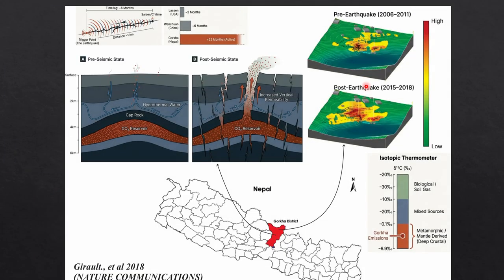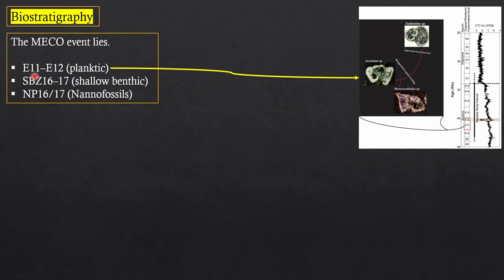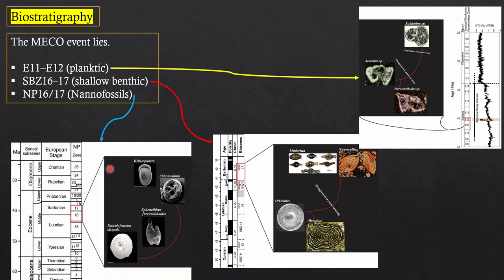They also studied one section from Gorkha, Nepal, in which they looked at pre-earthquake and post-earthquake. Pre-earthquake the carbon excursion is a little bit, but post-earthquake the carbon excursion is too much. They also studied the biostratigraphy, in which planktonic foraminifera evolution takes place in the shallow benthic. It also changes in the nannofossils along this event.